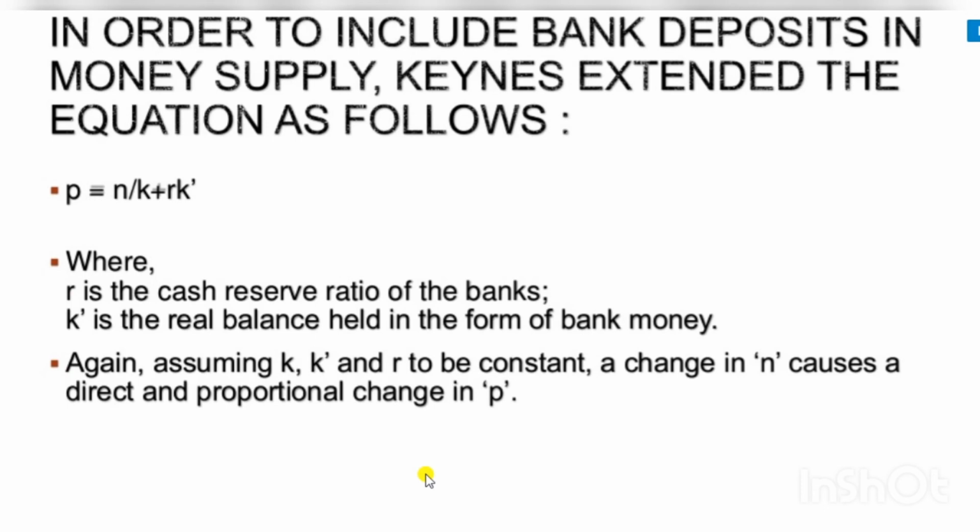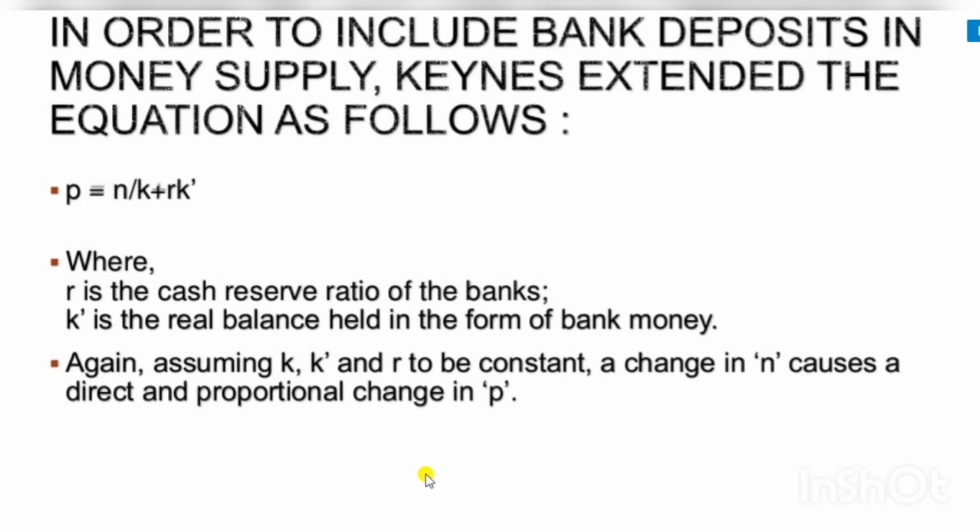In order to include bank deposits in money supply, Keynes extended this equation to P = N / (K + rK'), where r is the cash reserve ratio and K is the real balance held in the form of cash, but K' is the real balance held in the form of bank money. Assuming that K and K' and obviously the cash reserve ratio are constant, a change in N causes a direct and proportional change in price.